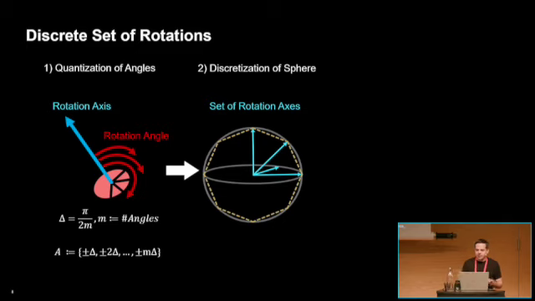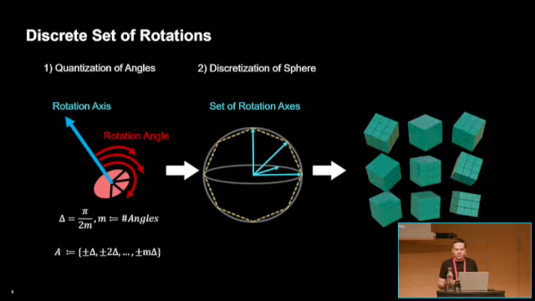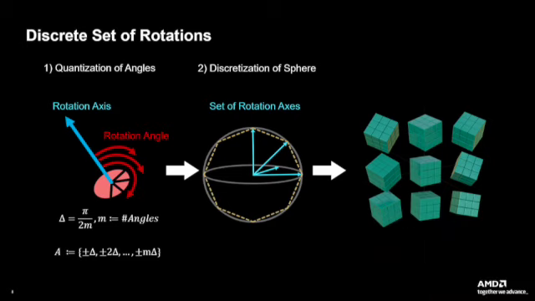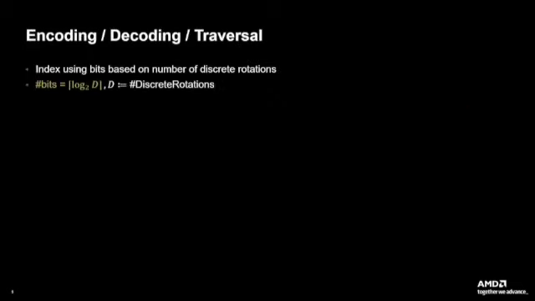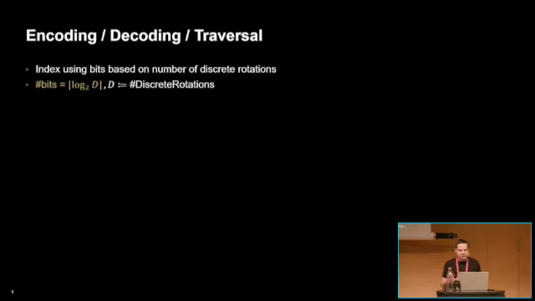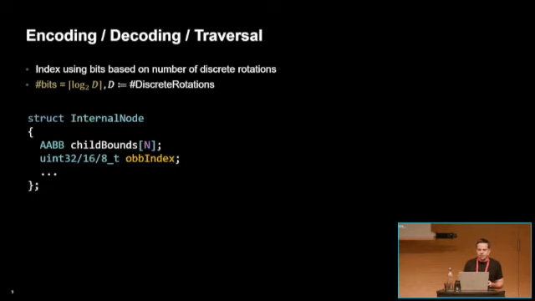Plus, we discretize the sphere, so you can use any low-resolution proxy representation of a sphere and take, for instance, the vertices to get the axes. With that, we construct different sets of rotation frames that we allow our builder to pick from. The encoding is pretty trivial, in that you just need the number of bits, because we only need to represent one rotation. So you just use as many bits as needed to index into all the discrete rotations.